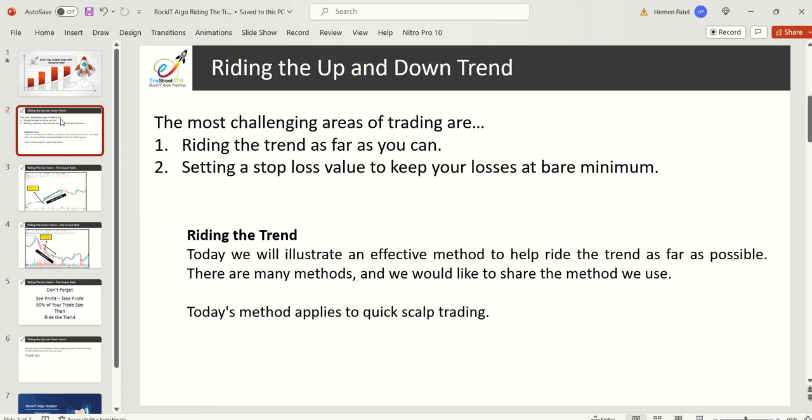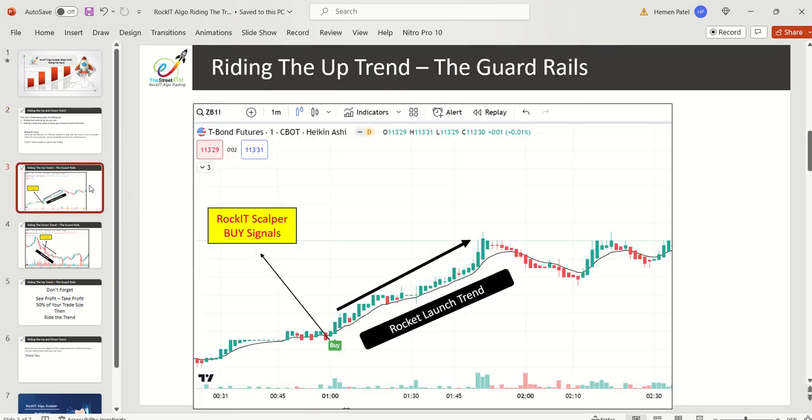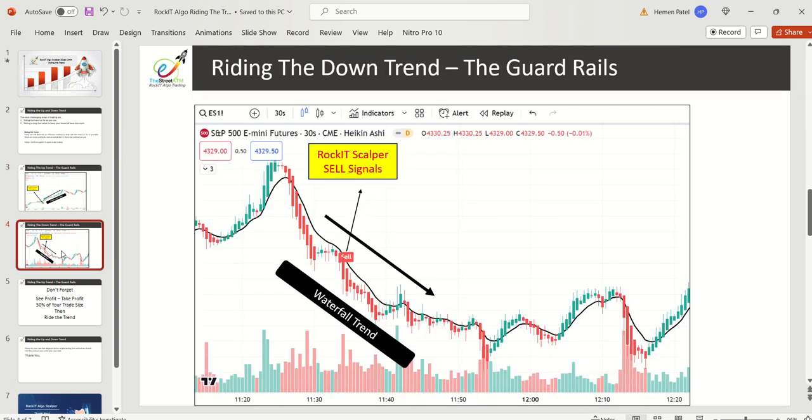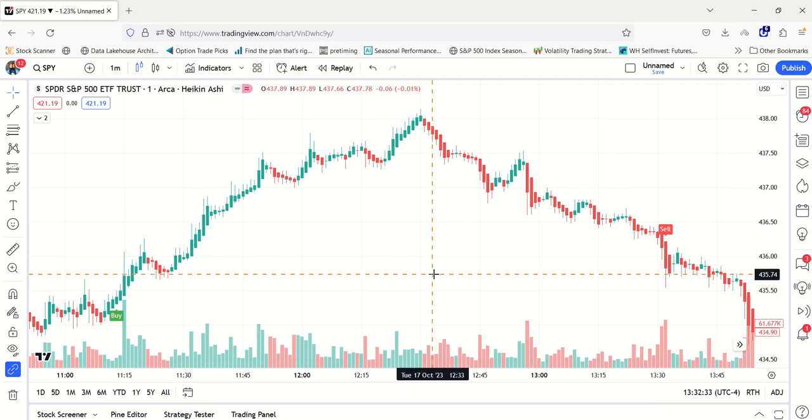We'll see, once you get a signal from RockIT Algo Scalper, how to ride the trend to maximize profits as much as you can. So we'll be discussing what you should do when you get a RockIT Scalper buy signal to ride the trend as far as you can, and also when you get a sell signal. So let's go and see an example here.